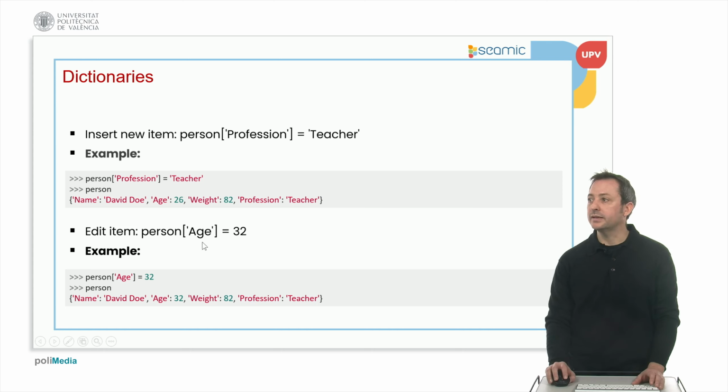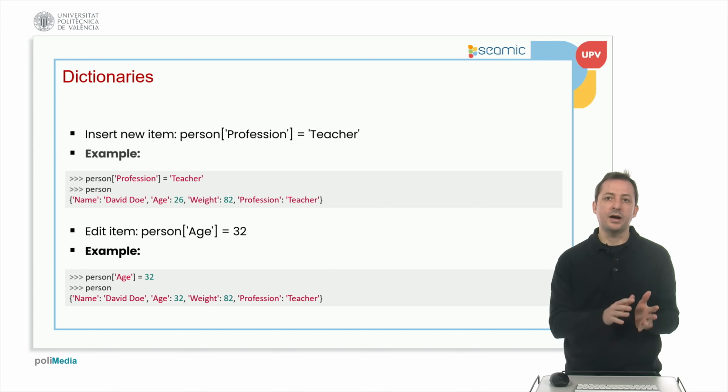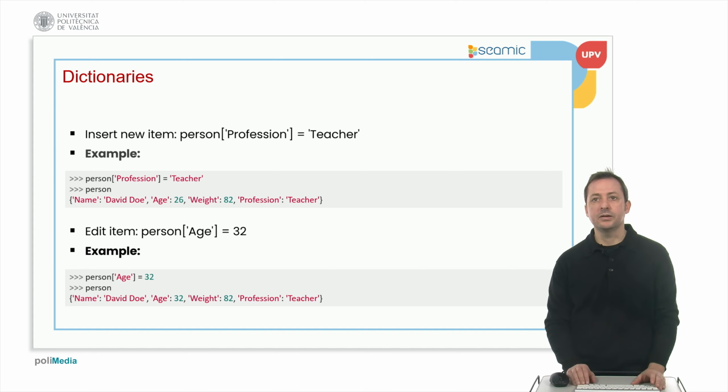But in this case, take into account that age already exists in the dictionary. So this operation causes the modification of this value, 26, to 32. So this indexing operation can be used for inserting new elements and also for updating the existing values of an existing element.